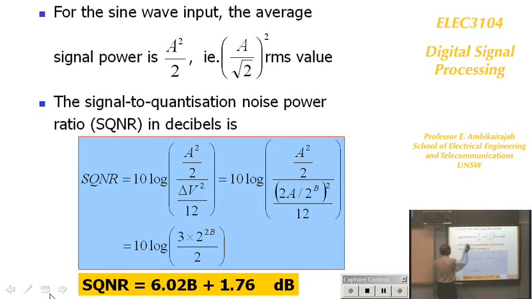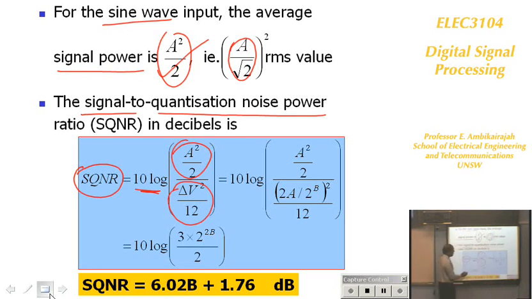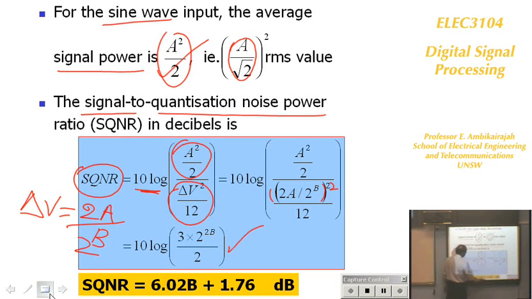If I use that as an example, for a sine wave input, the signal power is basically the RMS power, which is A over root 2 as the RMS value, so the power is A squared over 2, which you have done for a sine wave in your electrical engineering subject. So if you work out the signal power to the quantization noise power, which we have already calculated, the signal to quantization noise ratio is 10 log of signal power divided by the quantization noise power. For delta V, you have already said delta V is 2A, the amplitude range for a sine wave, divided by 2 to the power of B, where B is the number of bits. You put that all in here, square them, cancel out what you can, and you end up with 10 log of this equation.